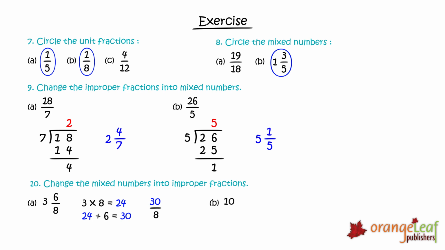B. 10 1 by 8. Step 1. Multiply the whole number and the denominator. Step 2. Add the result of step 1 to the numerator of the fraction. Step 3. Write the sum over the denominator of the fraction. The answer you will get is 81 by 8.